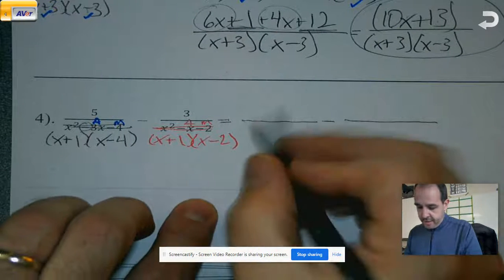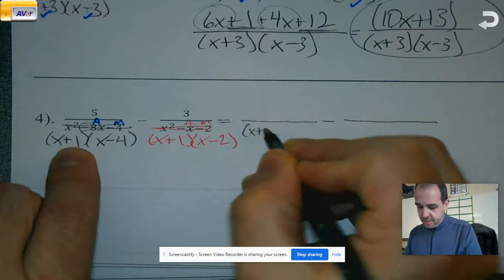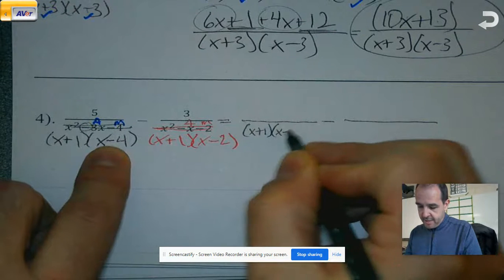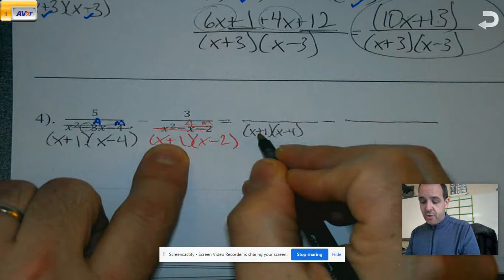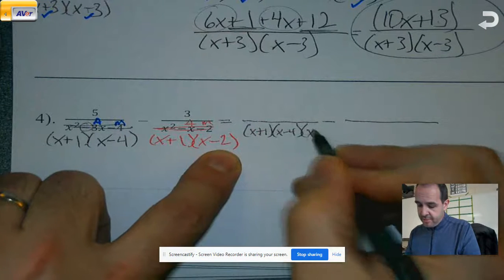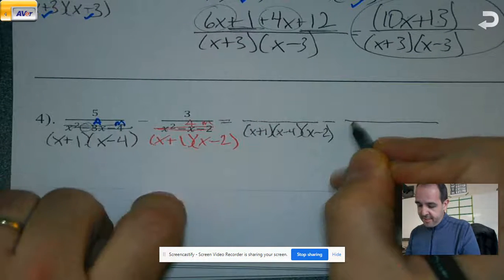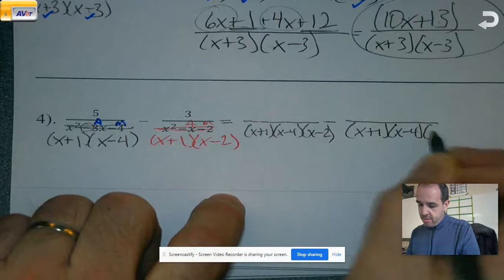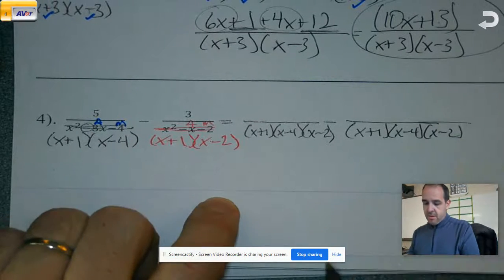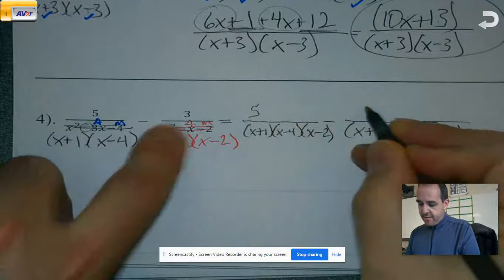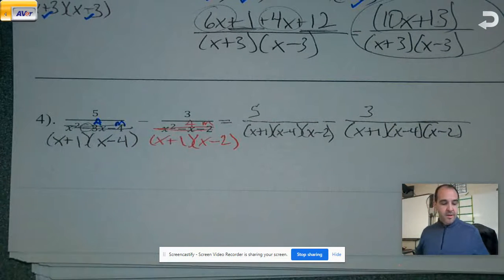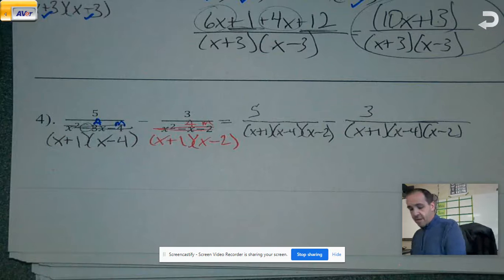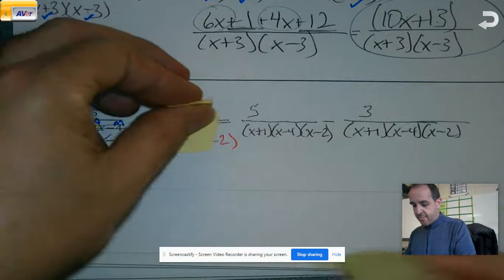All right, what do we got working here? We got an x plus 1. We got an x minus 4. We already have an x plus 1, so don't do it again. But we don't have an x minus 2 yet. So this is a little bit chunky of a denominator, but that's okay. Put the 5, put the 3. They're still apart. And do what we've been doing, problem to problem to problem here.